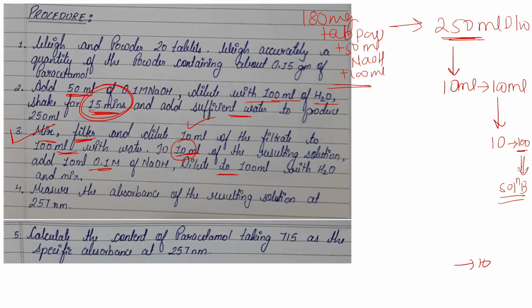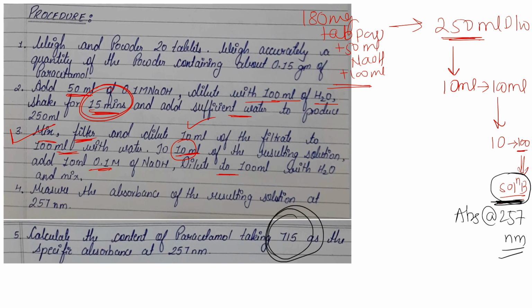So this 100 ml solution which we have prepared, which we have named as solution B, we will be taking for measuring the absorbance at 257 nanometers. Now why 257 nanometers? Because that is the lambda max of paracetamol. And what is this 715? 715 is the absorptivity, that means specific absorbance, which is provided to us here.